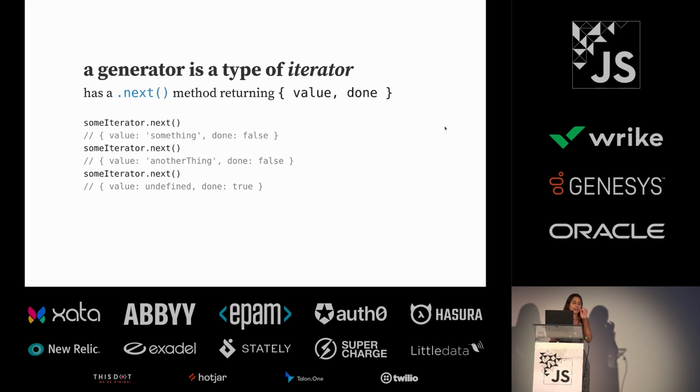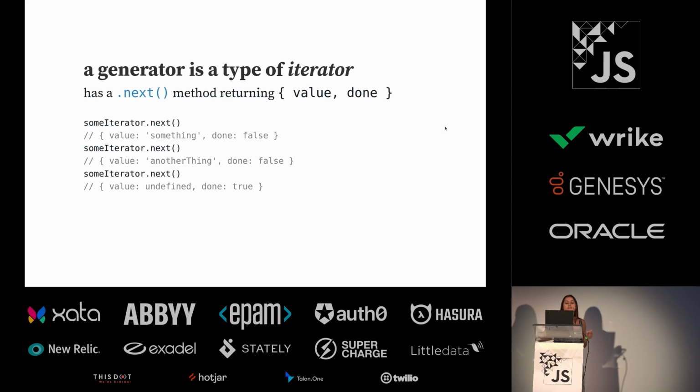An iterator, of which a generator is one, is just a thing that has a next method, which returns objects of a certain shape. So any object that has a next method is an iterator if that next method returns little objects with a value property, which might have some useful value, a number, a string, another object, whatever. And then a done property, which is a Boolean, which indicates whether iteration is over or not.